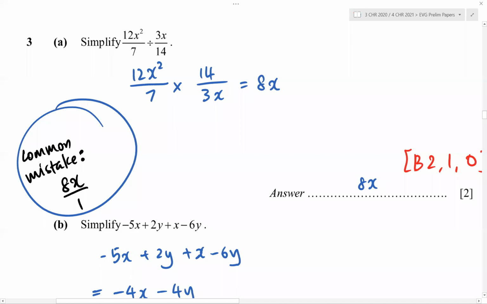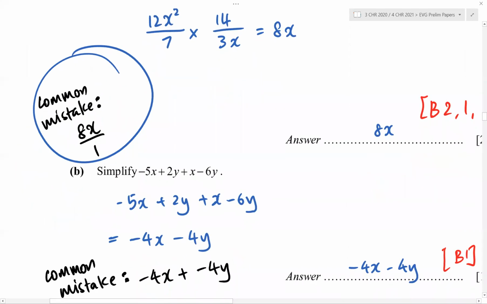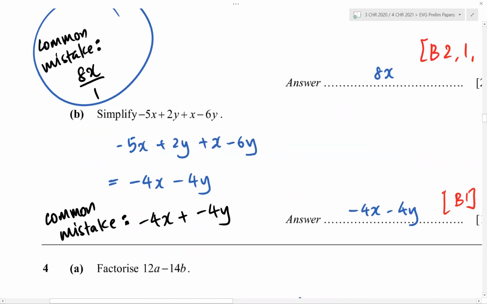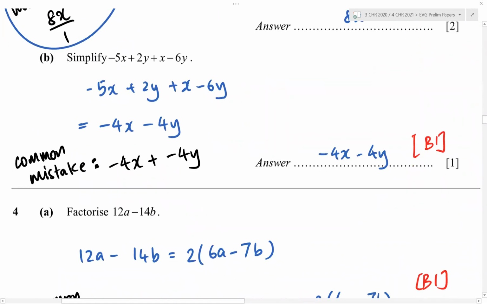So common mistake, 8x over 1. Yes? No need to do corrections now. We don't have time to do corrections now. 8x over 1 is the same as 8x. So minus 1 mark.